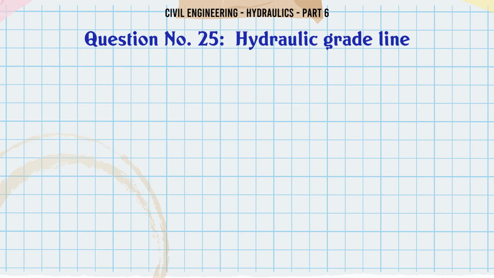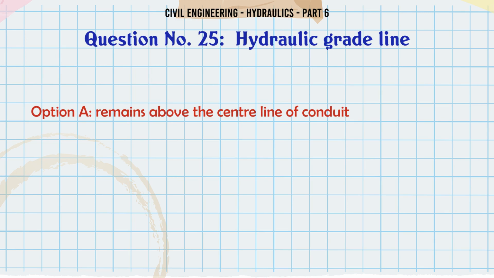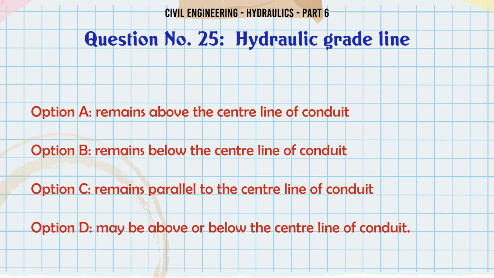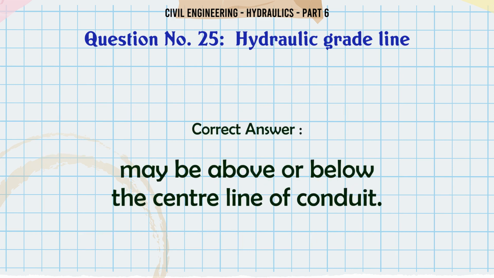Hydraulic grade line A. remains above the center line of conduit, B. remains below the center line of conduit, C. remains parallel to the center line of conduit, D. may be above or below the center line of conduit. The correct answer is may be above or below the center line of conduit.